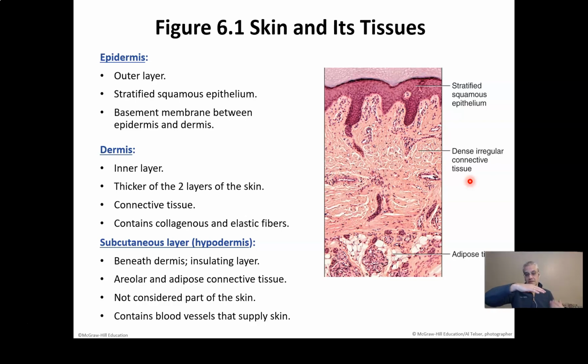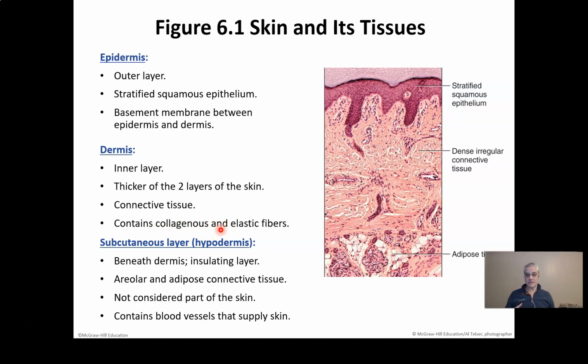Sorry to use this as a demo, but if you take your skin and pull on it, the reason it doesn't tear apart is, or at least one reason is, because you have dense, irregular connective tissue that is strong, but it is strong in a variety of directions. As a connective tissue, of course, connective tissue means you have collagen, collagenous fibers, and elastic fibers.